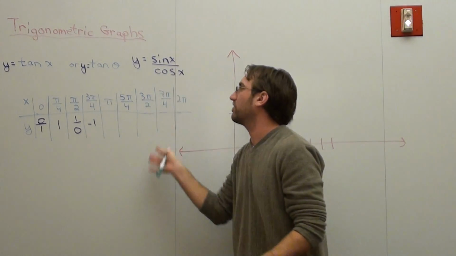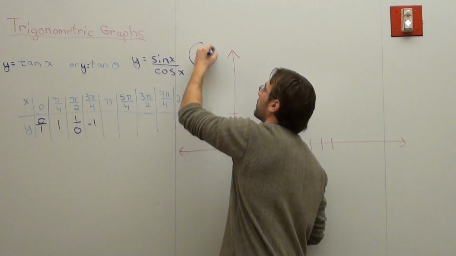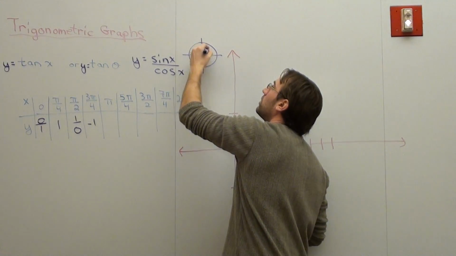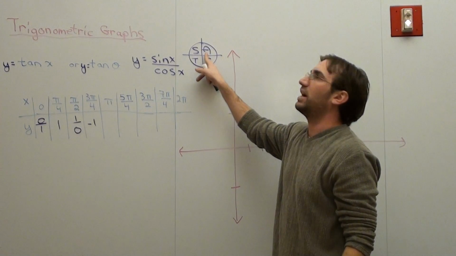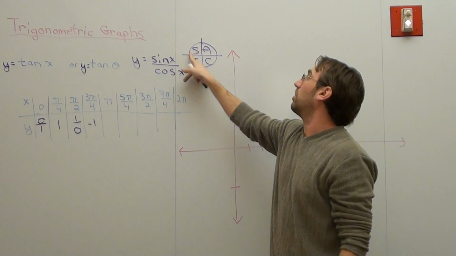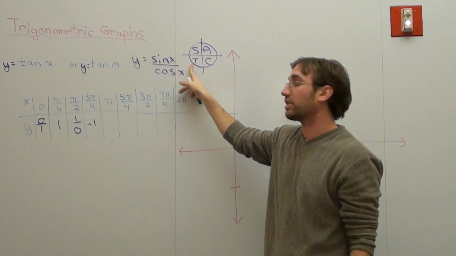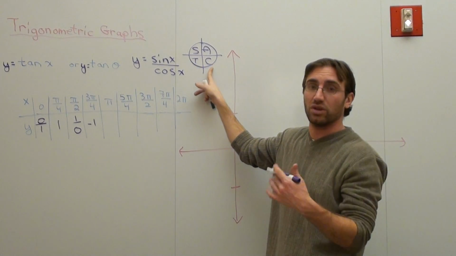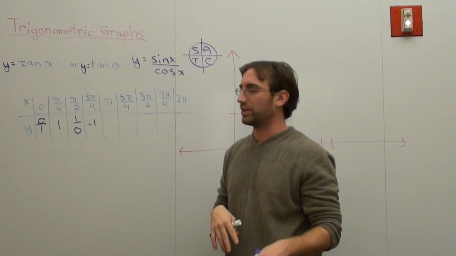And before you try to figure out anything really quickly, let's just do this as a refresher. All Students Take Calculus, where all of them are positive in the first quadrant, only the sine is positive in the second quadrant, the tangent is positive in the third quadrant, the cosine is the only one positive in the fourth quadrant. So keep that in mind when we're doing this.